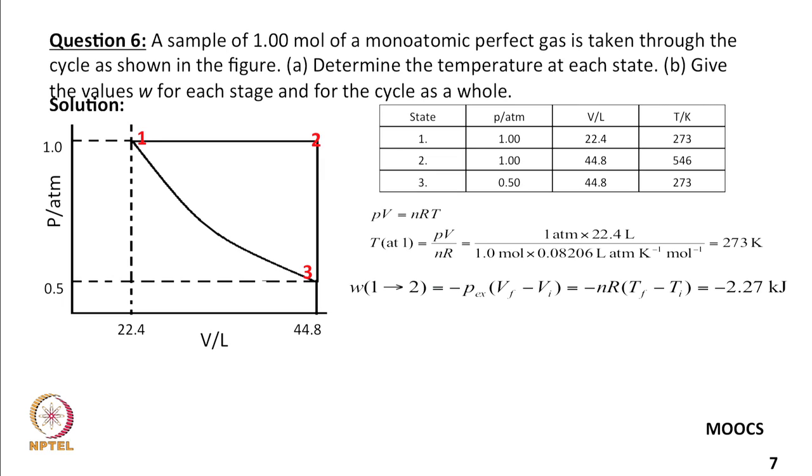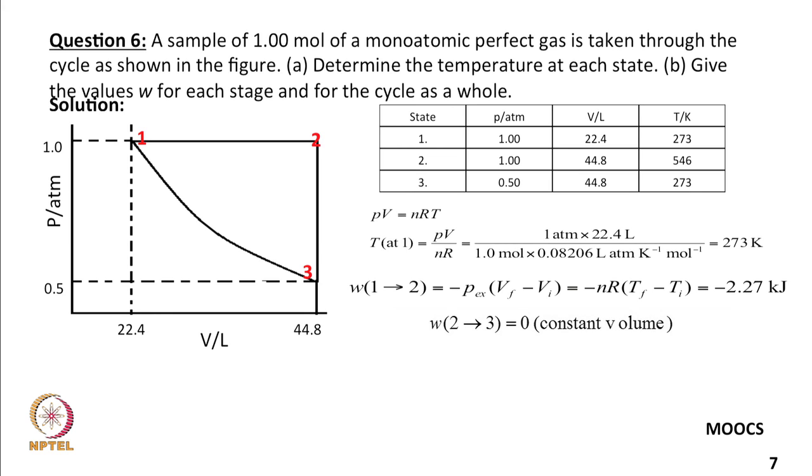Now, let us see 2 to 3. Take a look at the figure. 2 to 3, the volume is constant. So, if the volume is constant, there is no work done. So, straight away the work is equal to 0, it is a constant volume.